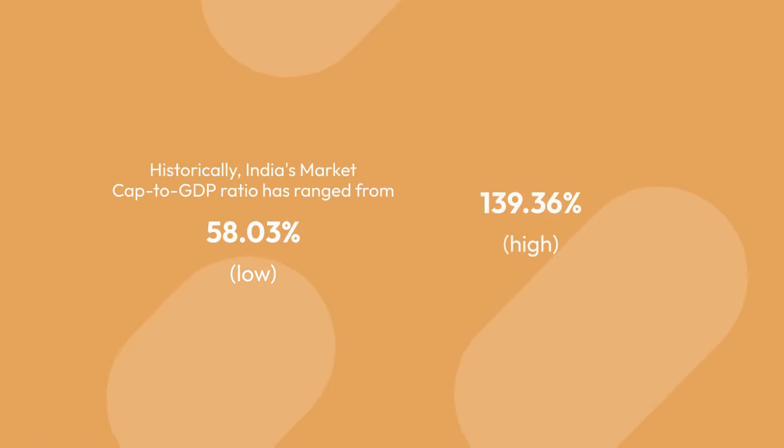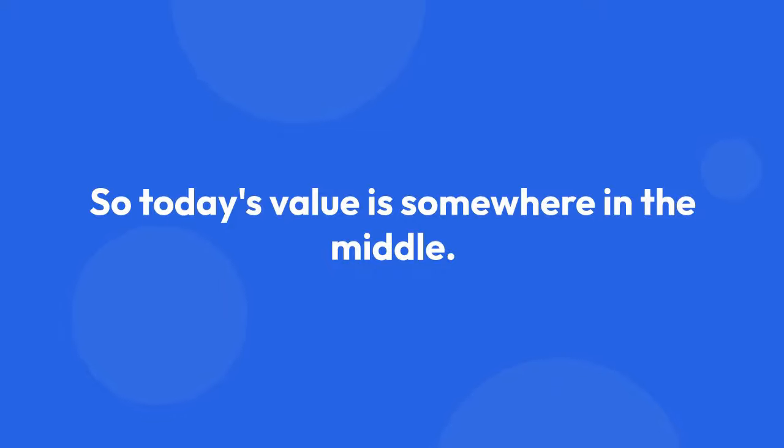Historically, India's market cap to GDP ratio has ranged from 58.03% low to 139.36% high over the last 10 years. So today's value is somewhere in the middle.